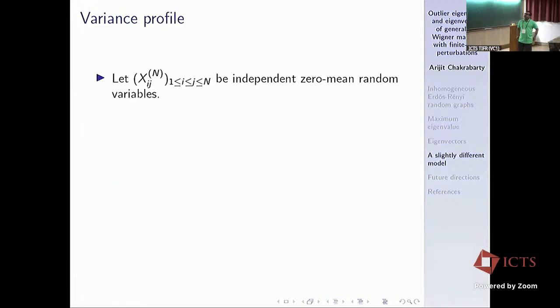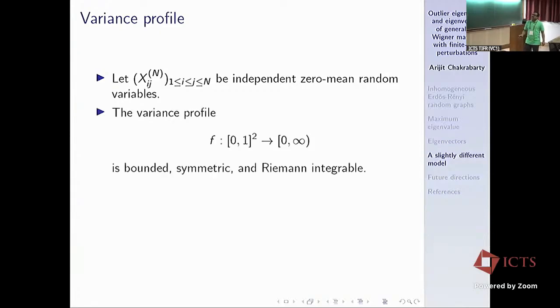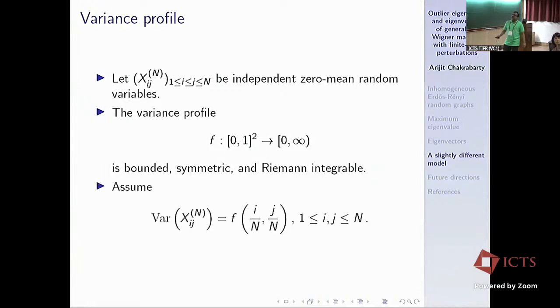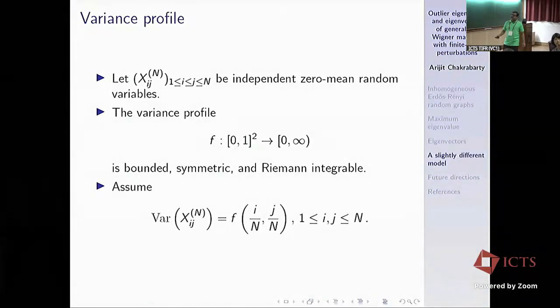Now let me talk about a slightly different model, a model with a variance profile. This is joint work with Bishak Bhattacharya and Rajat Hazra. Suppose we have independent zero mean random variables. By variance profile, the role played by the inhomogeneity kernel is now played by the variance profile. We have a function from [0,1] cross [0,1] to [0,infinity), which again has the same properties: bounded, symmetric, and Riemann integrable. And what we assume is that the variance of the ijth entry is f(i/n, j/n).